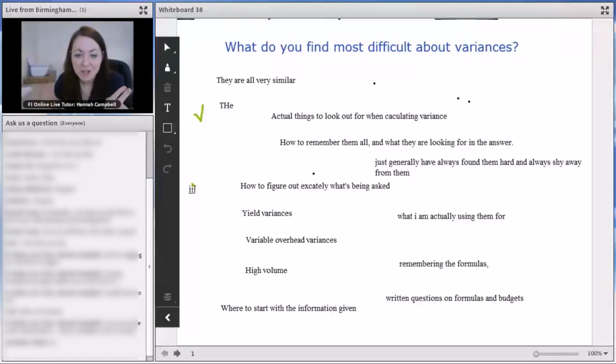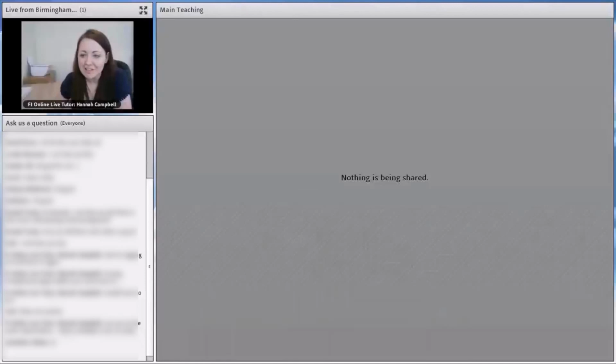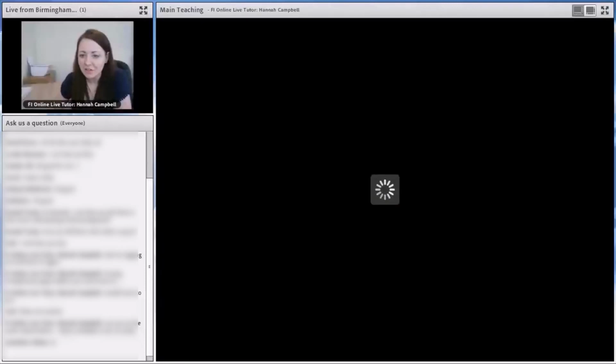The amount to do, there's just quite a lot of variances, quite hard going, maybe quite time consuming. Remembering them, and the written questions on formulas and budgets, or written questions around variances. So interpreting the information that you've got and where to start with it. Fantastic, that's really useful to know, and hopefully the things that we'll talk about today will definitely help you with those areas. Okay then, so let's start off here.